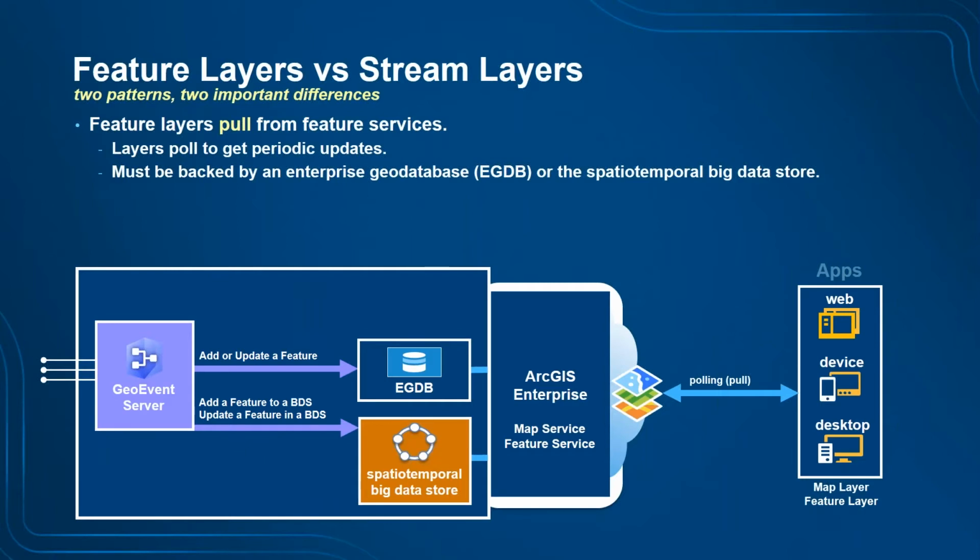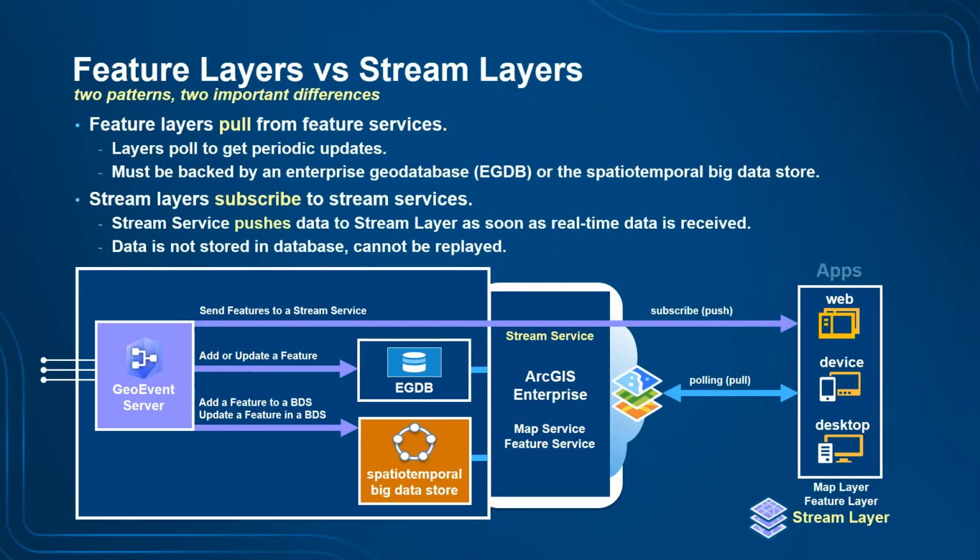So another important part of real time is how you retrieve data to display or to analyze on the application side. There are two typical patterns that we offer. One is by using feature layers, which is polling or retrieving records from the database. And another one is, sorry, by stream layers, right?